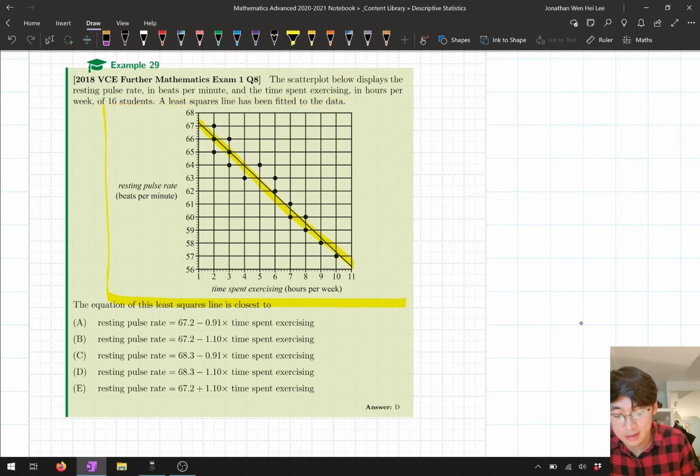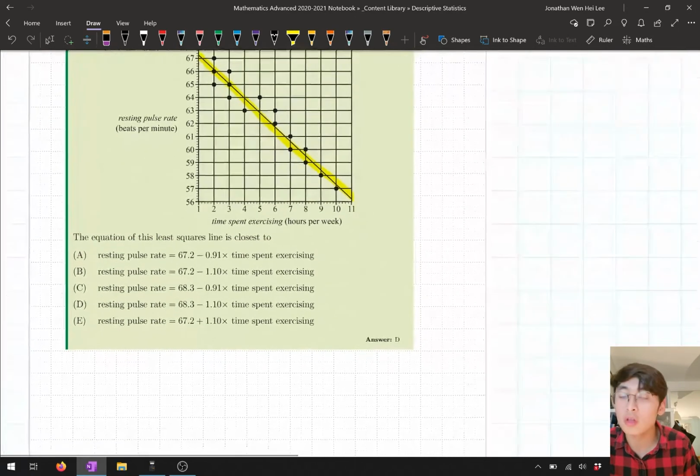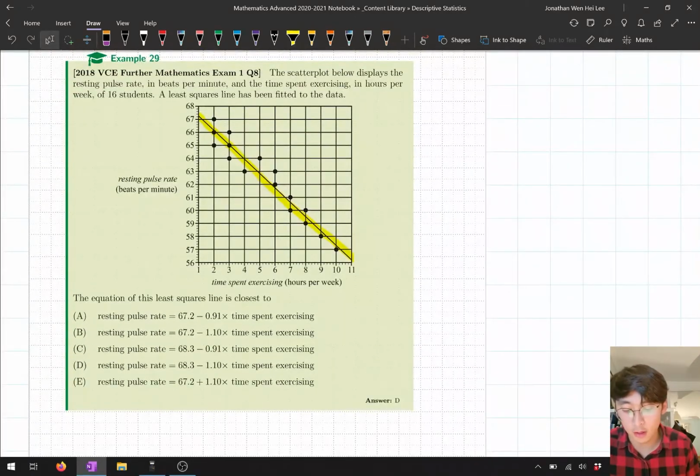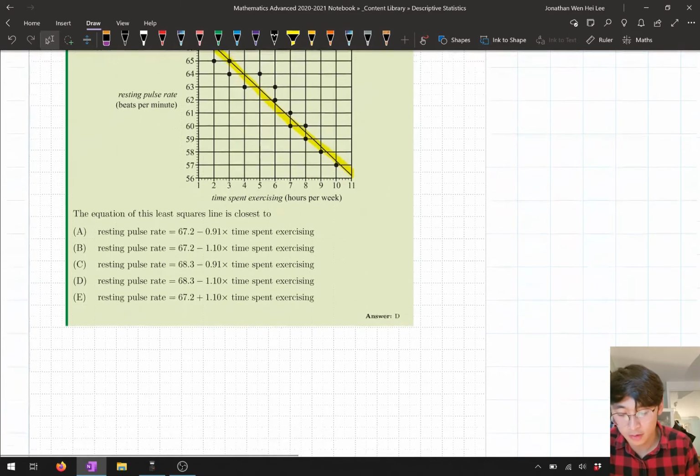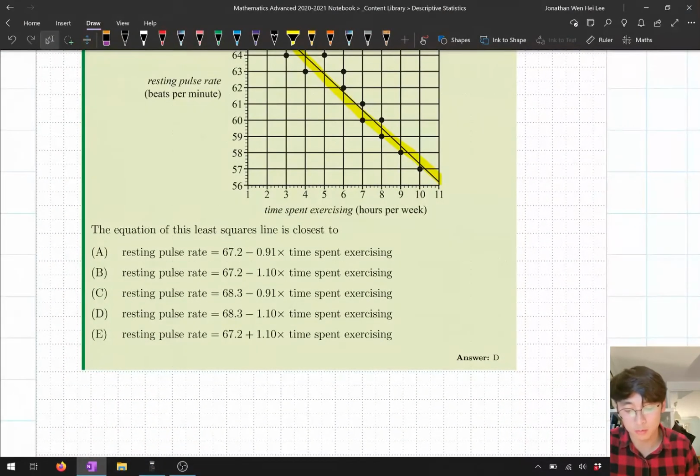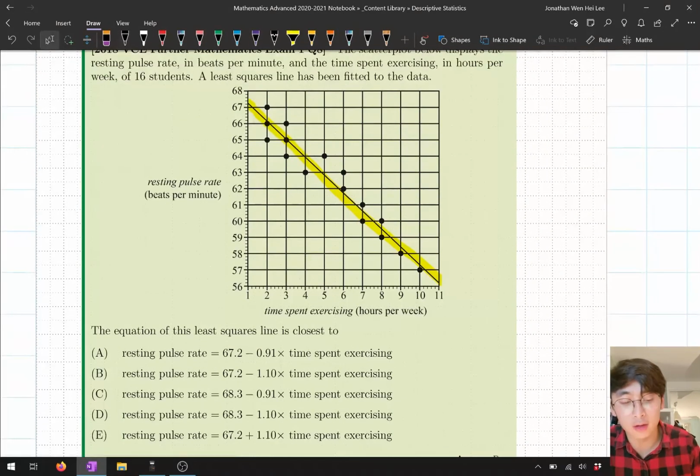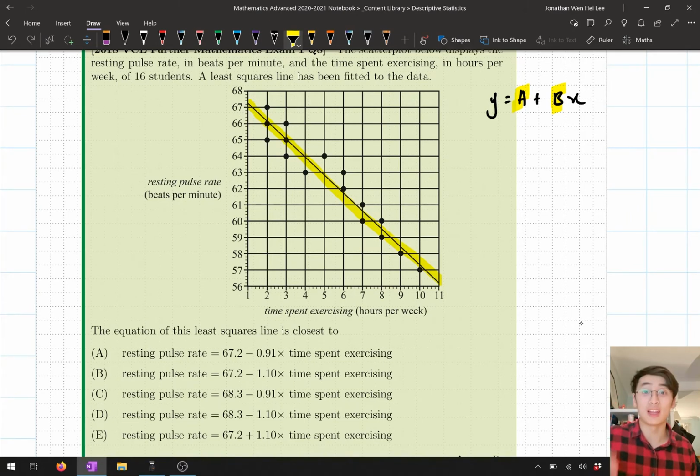The question asks: the equation of this least squares line is closest to which of the following. So what we want to do is find out which of the following is the best way of accurately representing this line here. We've got a whole bunch of different equations that represent the resting pulse rate. If you remember, the equation for our least squares regression line is y equals a plus bx. Here, a is our y-intercept and b is our gradient. So it's just like a normal linear relationships question. We just want to find what the y-intercept and the gradient are.